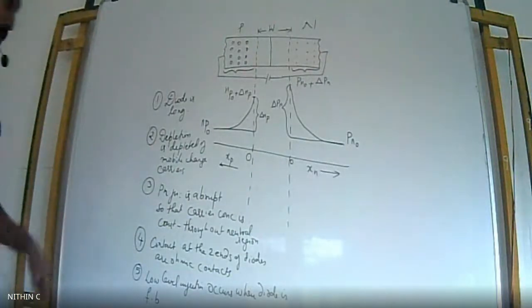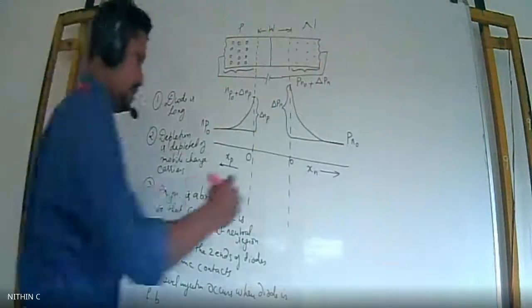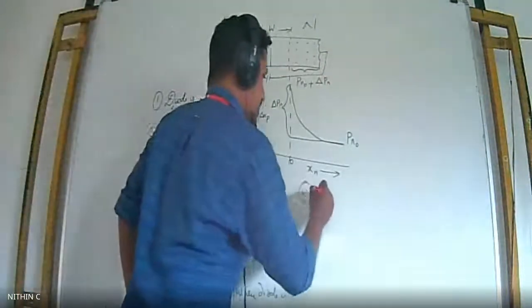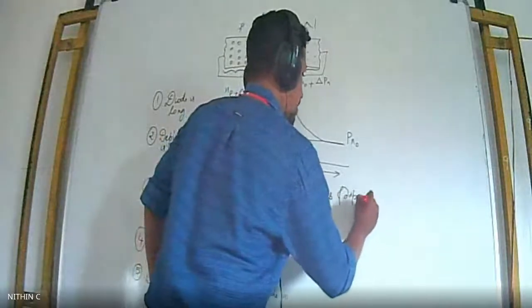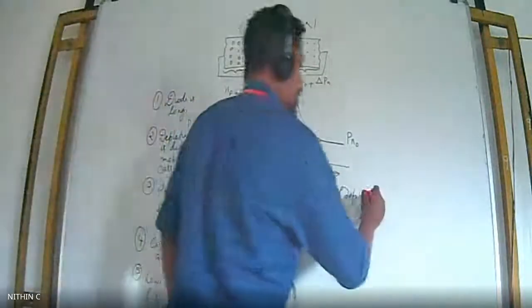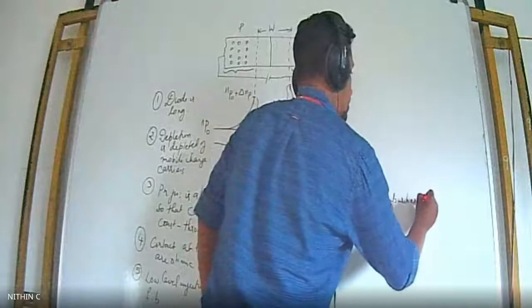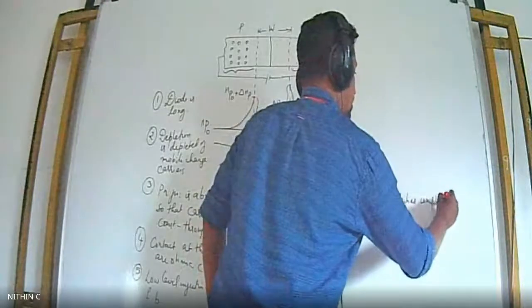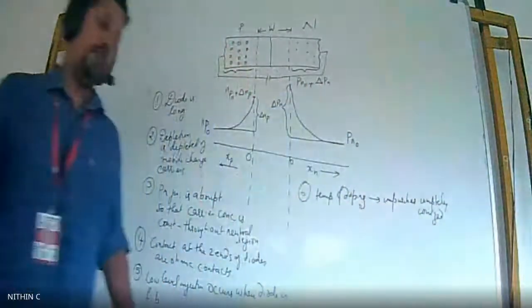Moving on, our sixth assumption is that the temperature and doping are such that the impurities are completely ionized. That is the sixth assumption that we take.